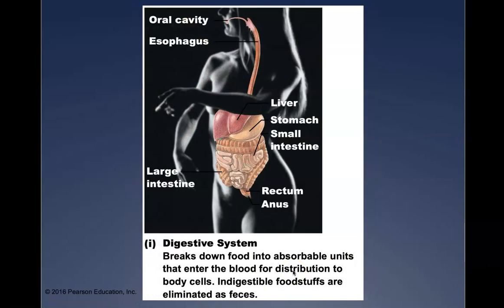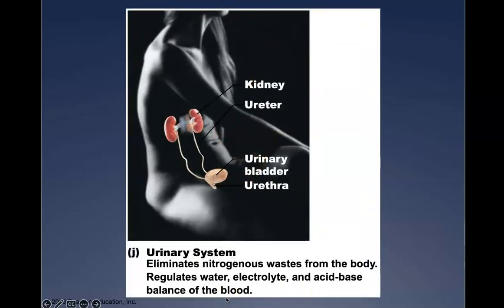Digestive system, again, is just bringing in nutrients, breaking that food down into the absorbable nutrients that can then enter the bloodstream and be carried to all of the cells in your body. So the digestive system is really about breaking down and absorbing those nutrients. Okay, and then of course getting rid of the waste, the indigestible stuff that you can't process, and that's eliminated as feces.